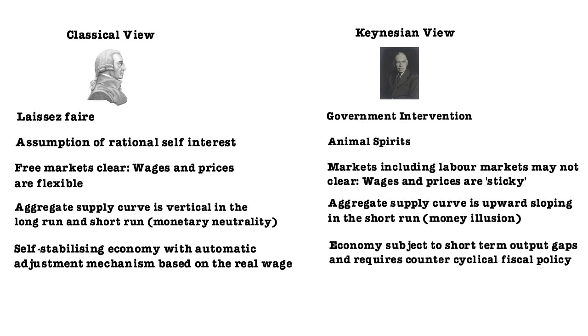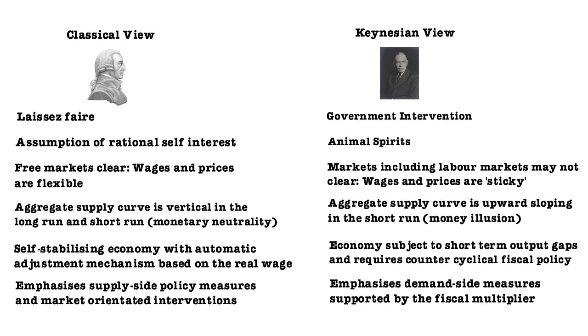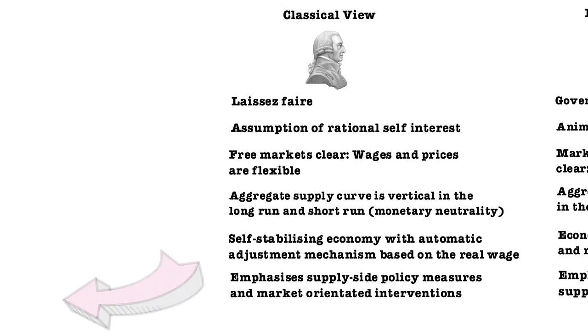And aggregate supply will increase, whereas the Keynesian view is that because there's a short-term output gap, for example during recession, you need expansionary fiscal policy, a counter-cyclical policy in that case, to manage the economy, and the government steps in. The classical view would emphasize supply-side policies, not demand, and we can look at those in a minute in terms of what they would entail, whereas the Keynesian view would look at demand-side policies, so fiscal policy, government spending, reductions in taxation, depending on a fiscal multiplier effect. Government spending's multiplied up in the economy.